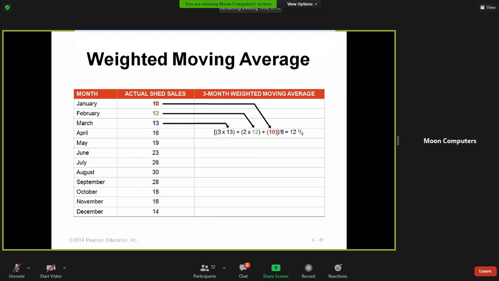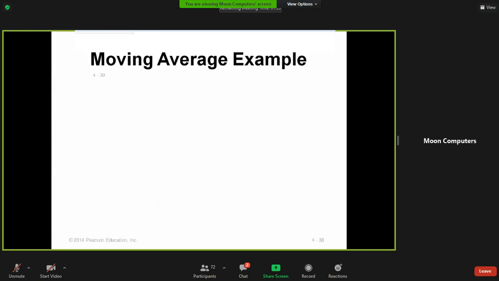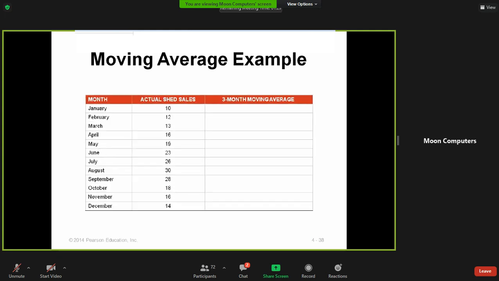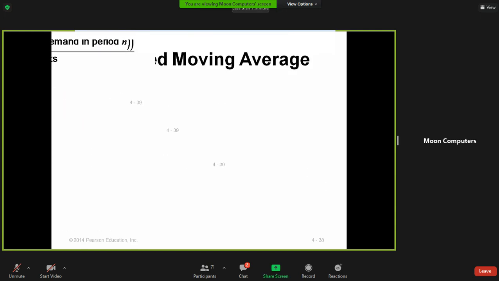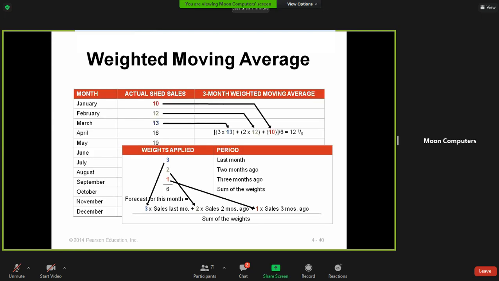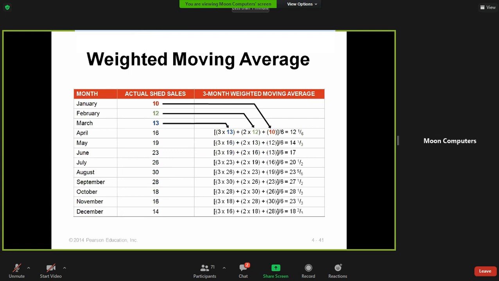So compare this forecasted value with the moving average method. In the 3-point moving average, the estimated value for the month of April is how much? In decimal form, 11.6. So according to the moving average method, the estimate for April is 11.6. Whereas if you calculate with the weighted moving average method, how much are you getting? 12.17. So you will see the difference in the value.